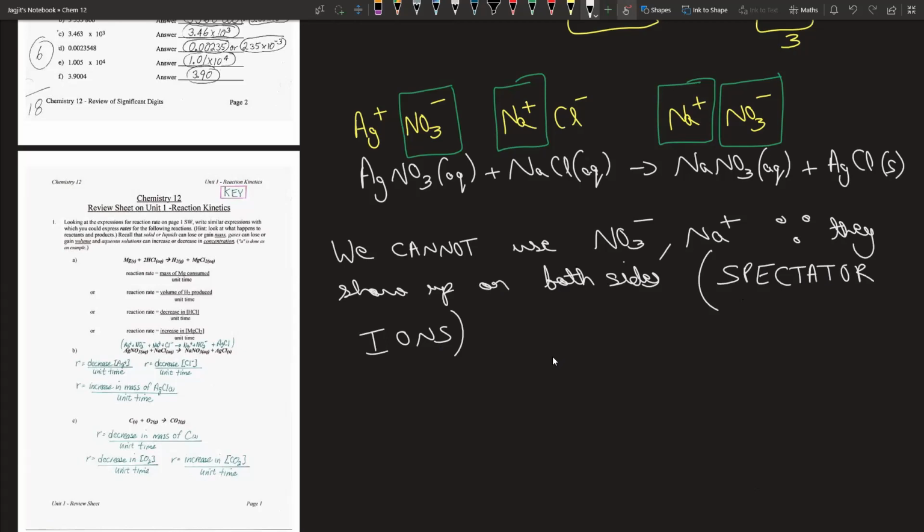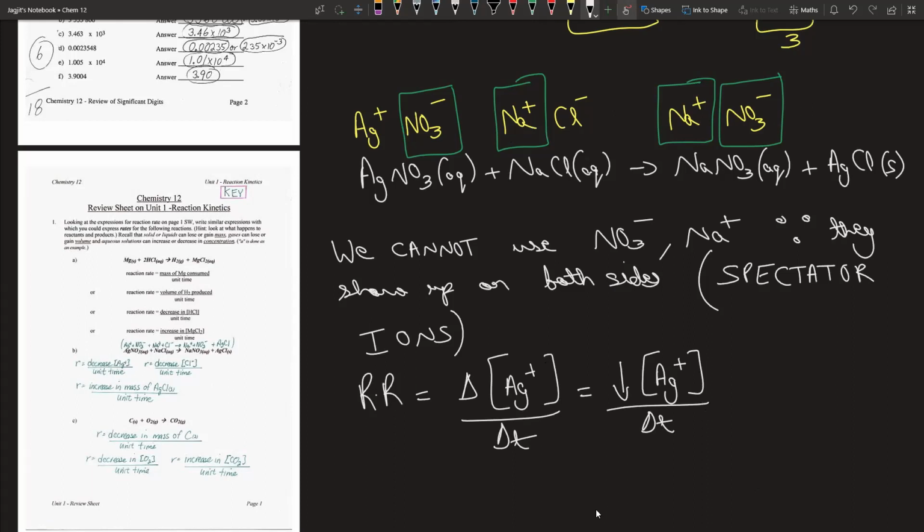So why can't we use them? Well, they show up on both sides. If the same ion shows up on both sides, would you ever see a change? You won't see a change to NO3 minus or Na plus because it shows up on both sides, and the ratio is 1 to 1. So you cannot use them. So which ones can you use? You can use Ag plus. You can measure your reaction rate as change in concentration of Ag plus over change in time. Now Ag plus is a reactant, so to be more specific, it will be decrease in concentration of Ag plus over change in time.